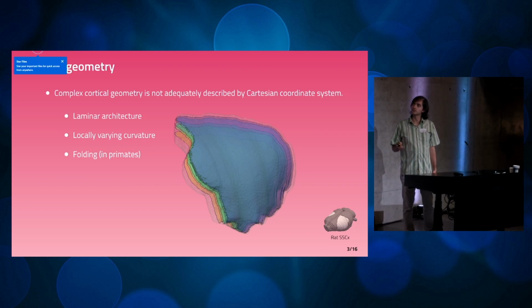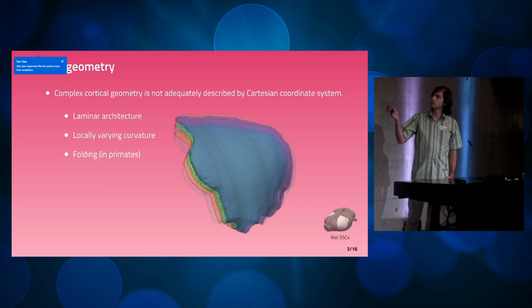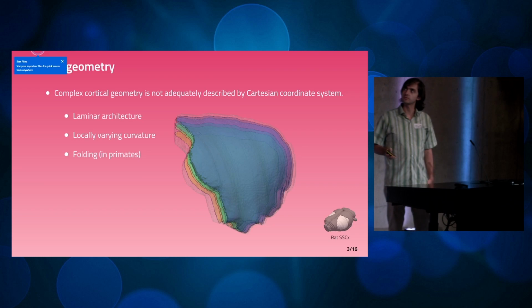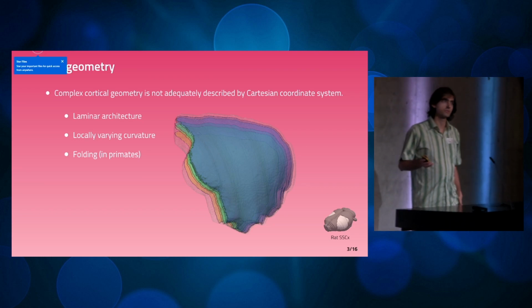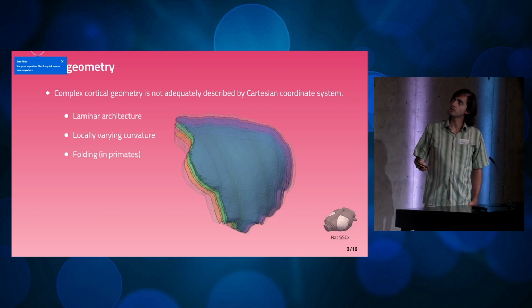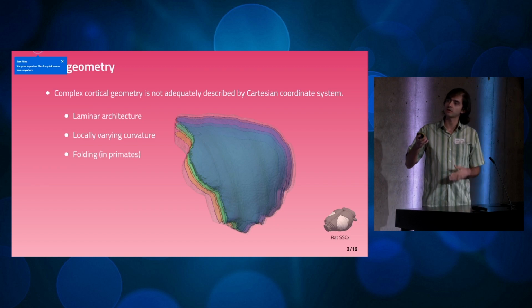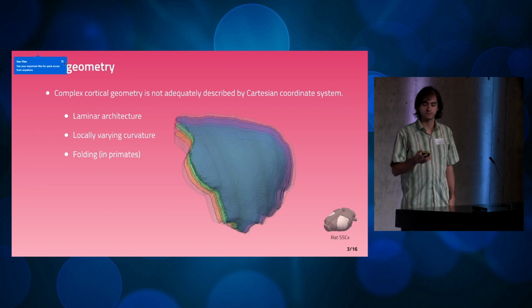There's also curvature that varies locally, and then in rodents the cortex is smooth, but of course in primates there is also folding, which makes it even more complex. Okay, so the question is how do we work effectively with a structure that has all these geometric complexities.